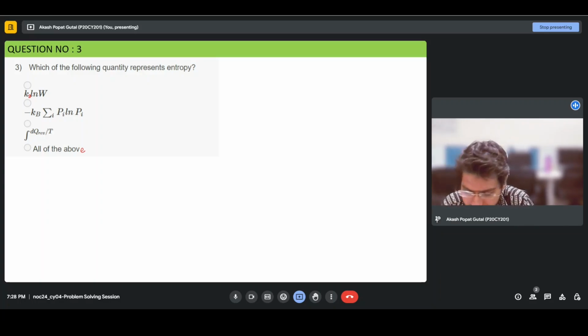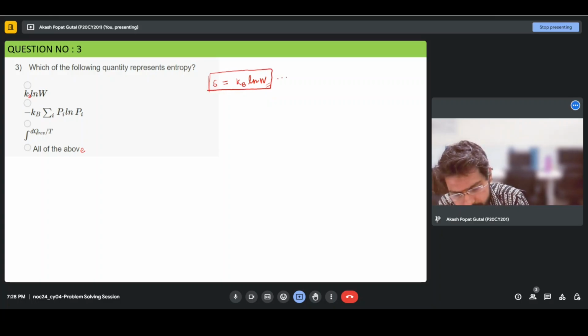The first form is S equal to kB ln W. We know this entropy, this is the famous Boltzmann's equation. ln W, where W here is the number of microstates. So this is the Boltzmann entropy equation.